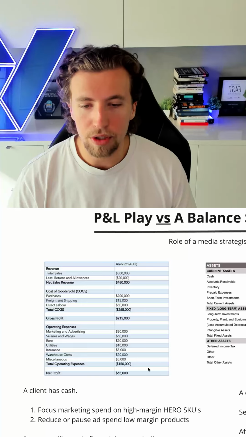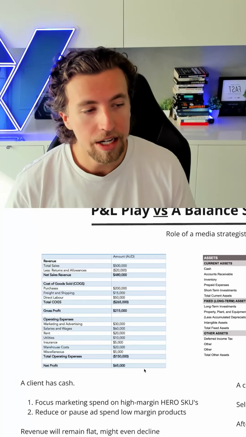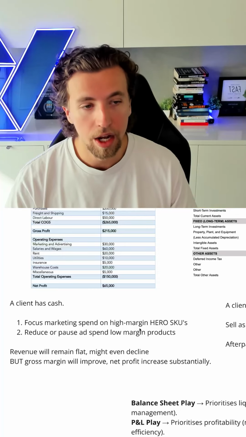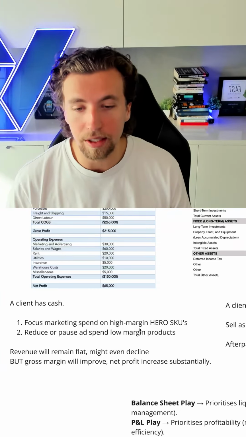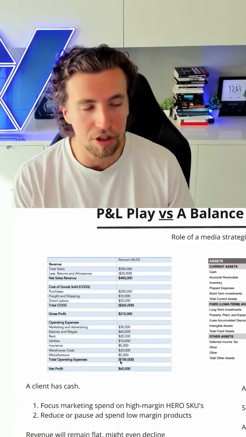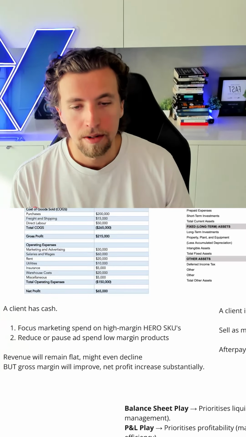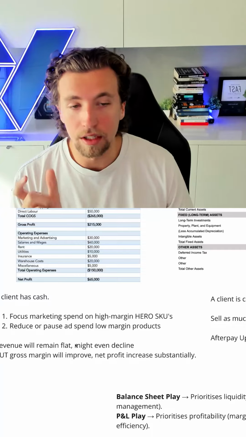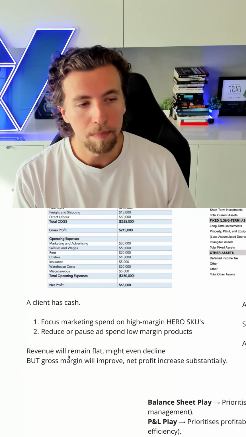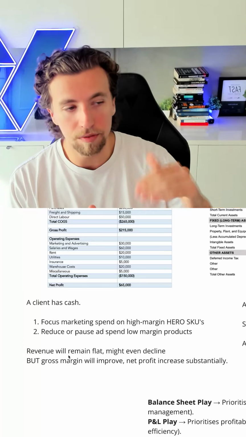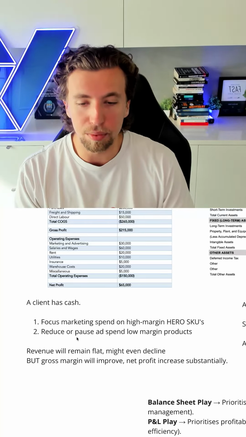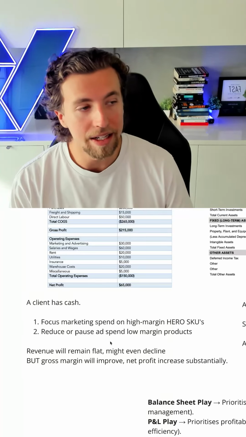Well, a really common strategy if we come into an ad account is that we'll immediately focus marketing spend on high margin hero SKUs, and we'll reduce or pause ad spend completely on low margin products, because we want to make an immediate positive inflection on the P&L. Now, what ends up happening here, if done correctly, is revenue can actually remain flat. It might even decline, but gross margin improves and net profitability improves substantially within the business. And so you're actually improving the fundamentals of the P&L.